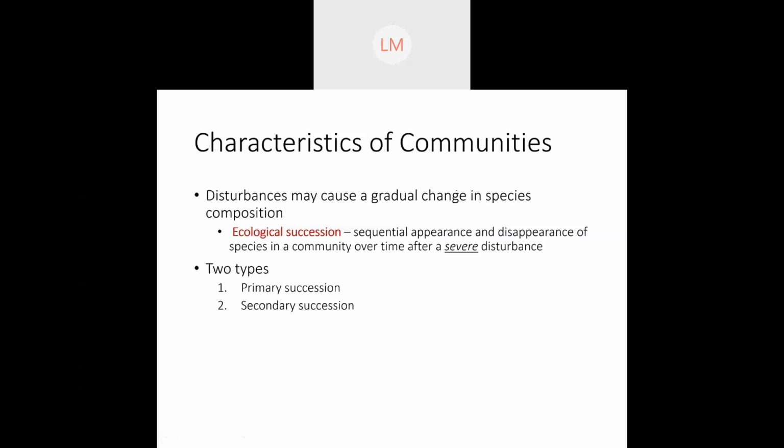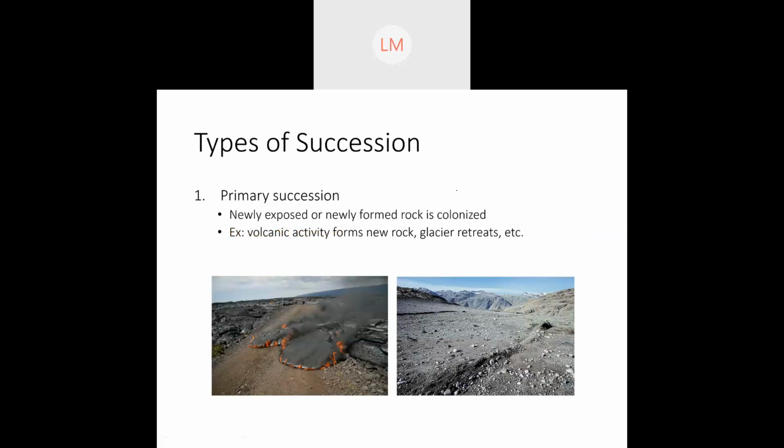And there are two types of this, called primary and secondary ecological succession. In primary succession, we have brand new or newly exposed rock. If we have volcanic activity, lava cools and hardens to create new rock. This happens in Hawaii. The big island of Hawaii has an active volcano, and that island gets bigger every year because of new lava added to it. So that's brand new rock that's available.